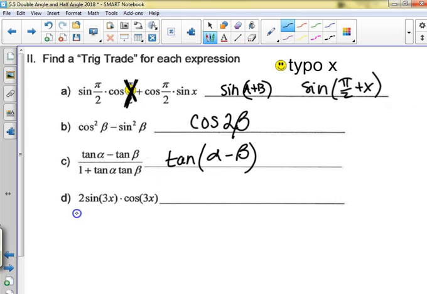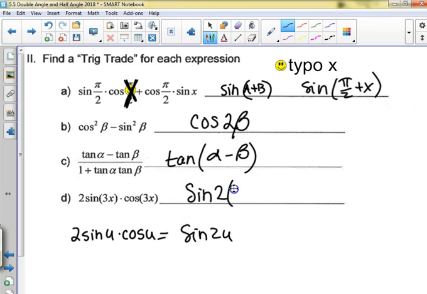Okay. What about this one? This is all over the quiz. 2 sine 3x cosine 3x. Ignore the 3 for a minute. It's this, right? Is equivalent to sine of 2 of those. So ours is equivalent to sine of 2 what? 3x's, which means you should write it as sine of 6x. Everybody okay with that?